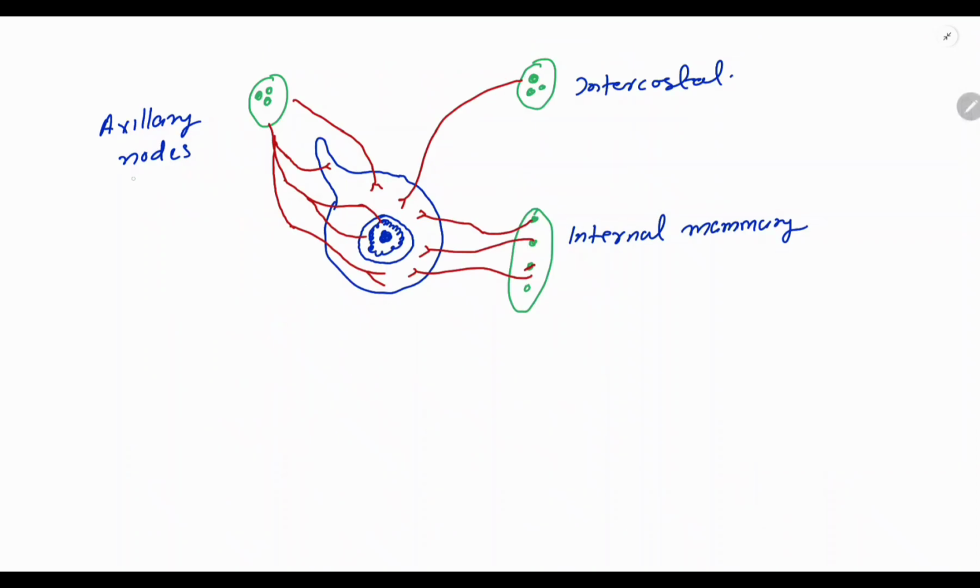Okay, so we have the axillary lymph nodes here, then we have internal mammary nodes and intercostal nodes. About 75% of the lymph from the breast drains into axillary lymph nodes, 20% goes to internal mammary nodes, and the remaining 5% drains into intercostal nodes. Clear?